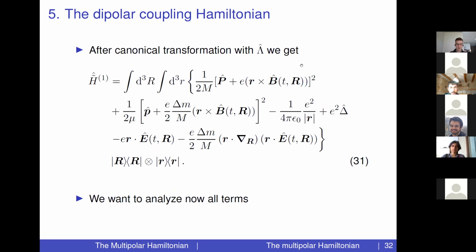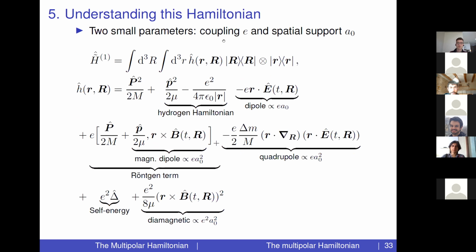So now after this transformation, what we have is this new Hamiltonian in terms of electric and magnetic field. And now we want to analyze all of these terms in more detail to understand what each of them means, since it seems to be more complicated than the minimal coupling, but of course it's exactly what we want. Again, we have two small parameters here, that is the coupling e and the spatial support given by the Bohr radius of the atom associated with the reduced mass mu. And now we want to order all of these terms according to these two small parameters.